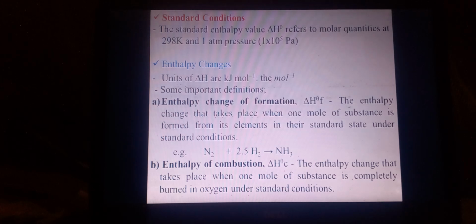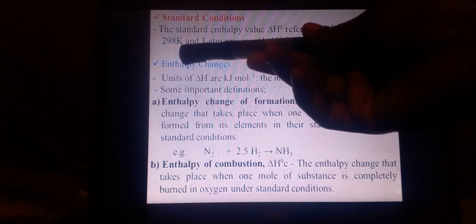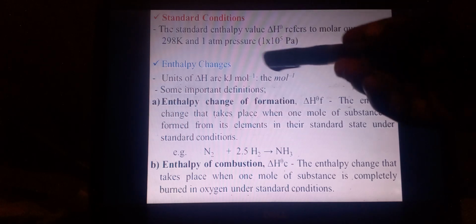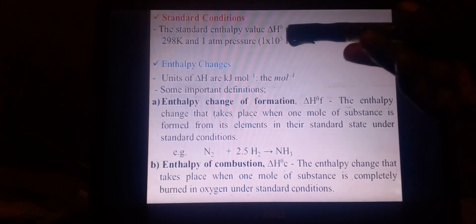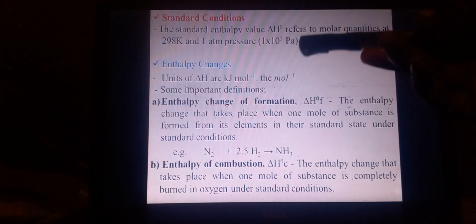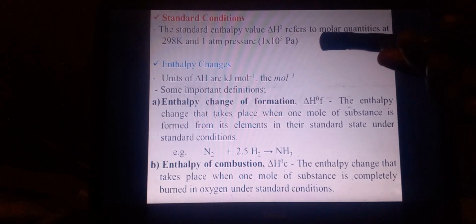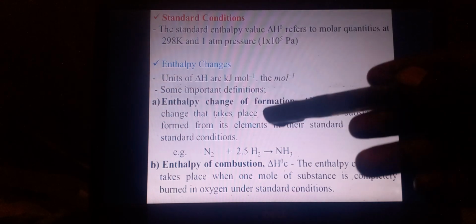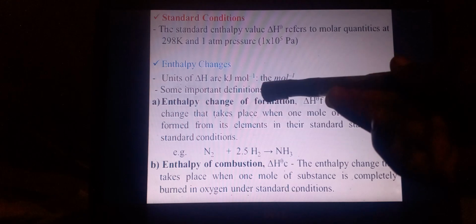Now remember, enthalpy changes are normally determined under standard conditions, and the standard conditions for determining molar quantities of various reactants are normally 298 Kelvin, or room temperature of 25 degrees Celsius, and 1 atmosphere, which is the same as 1 times 10 to the power 5 pascals, or 760 millimeters of mercury. The unit of enthalpy changes is normally kilojoules per mole.